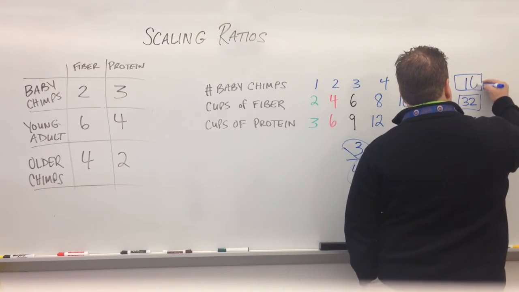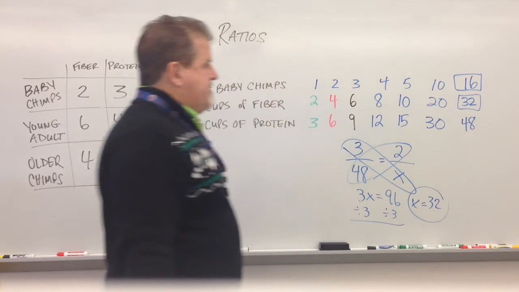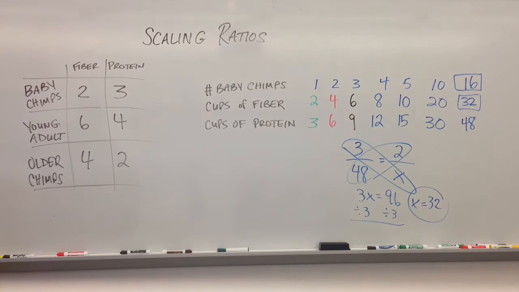And you can see that relationship right away and say that that's 16. But actually, I found the number of chimps, then I found the number of cups of fiber. Okay, yeah, you can do it that way too.